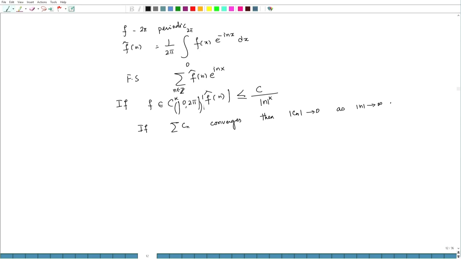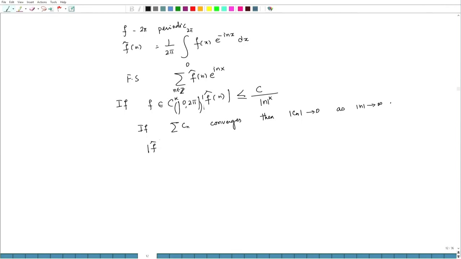So now it makes sense to ask: if Cn is f hat of n e to the power i n x, then mod Cn is mod f hat of n. Does mod f hat of n converge to 0 as mod n goes to infinity? What we have seen, easily by the triangle inequality, is that this is less than or equal to some constant which depends on f. Namely, this constant is 1 by 2 pi, integral 0 to 2 pi of mod of f of x dx.